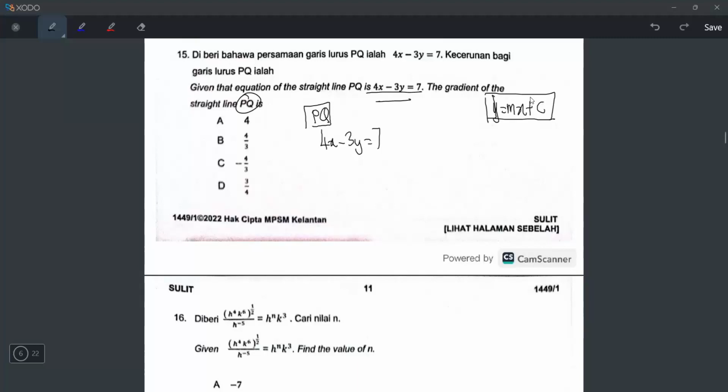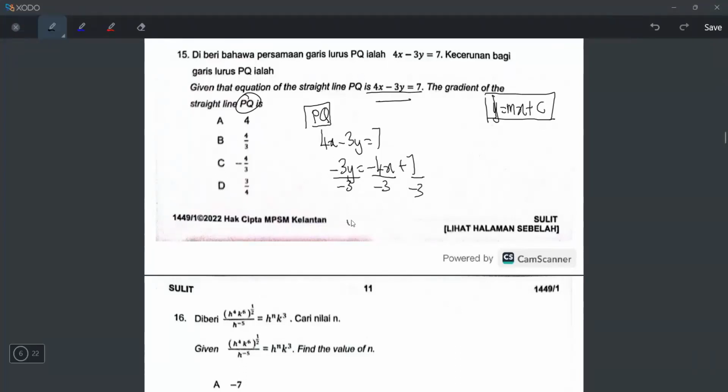So what you do is you change to this form. How to change to this form? Negative 3y. You can move the 4x there, it becomes negative 4x plus 7. But you cannot stop here because this is still not linear form. Linear form, in front of y cannot have any numbers. So all of this value you have to divide negative 3. So divide negative 3, divide negative 3, divide negative 3. When you divide, you have to divide for everyone.